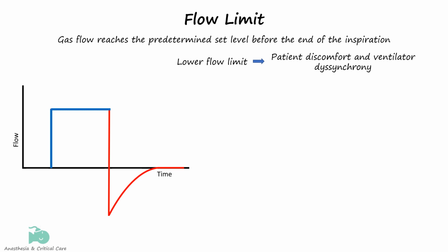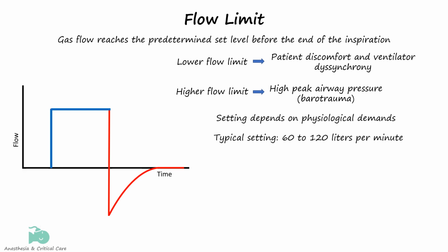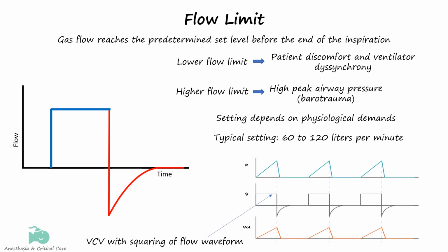If the flow rate is high, the peak airway pressure increases and can cause barotrauma. For reference, the typical peak inspiratory flow rate of a calmly breathing person is 30 liters per minute, and it can increase to over 200 liters per minute in an athletic individual performing heavy exercise. Modern ventilators have a theoretical maximum flow limit of about 200 liters per minute. Typical inspiratory flow limit is set at about 60 to 120 liters per minute. Flow limit is used by volume control ventilation.